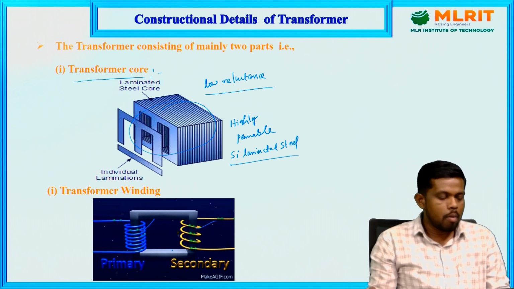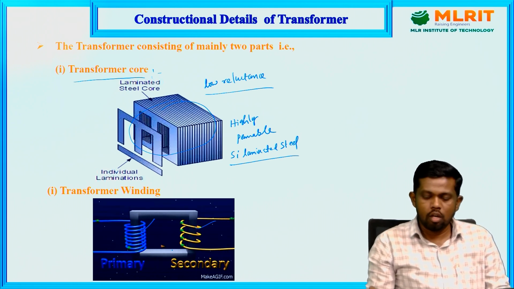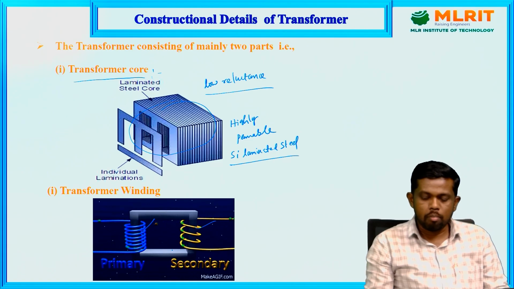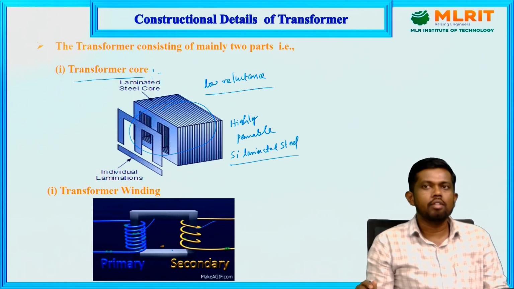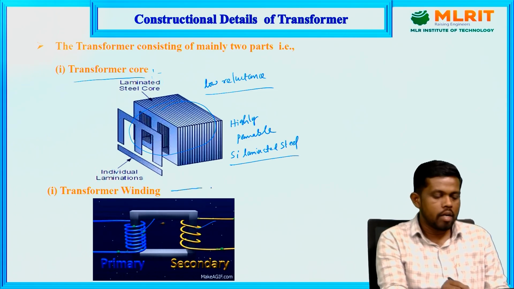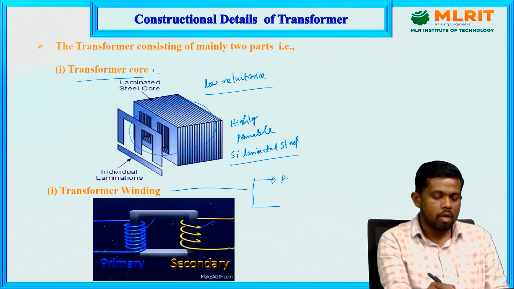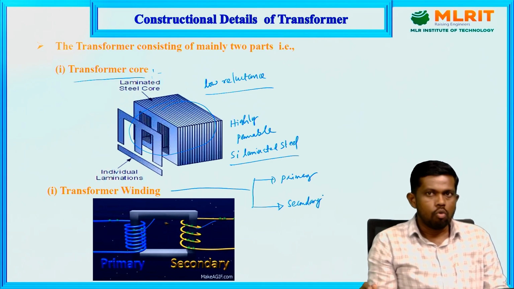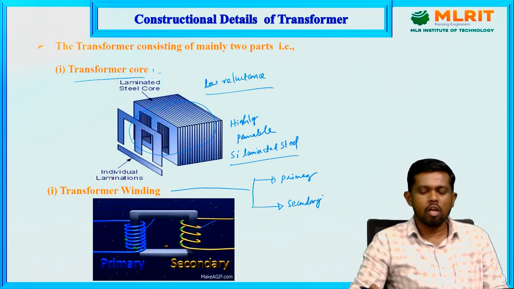Copper has high conductivity and a low resistance path. That's why we prefer high conductivity copper material for the transformer winding. There are two kinds of transformer windings: one is the primary winding, and the second one is the secondary winding.